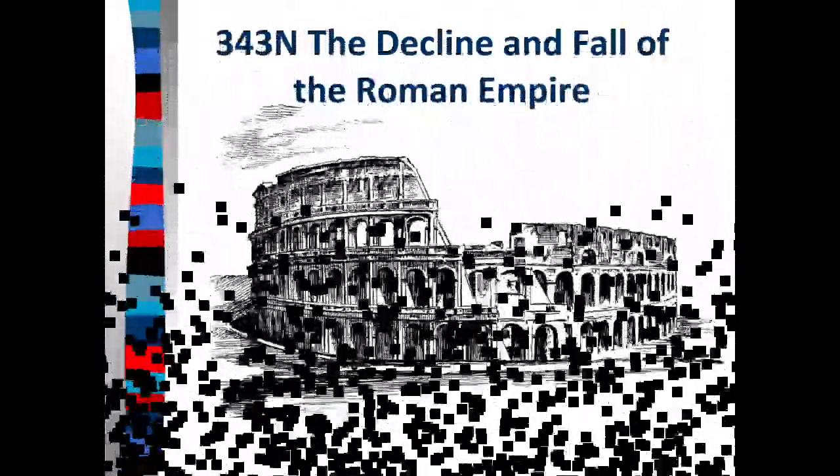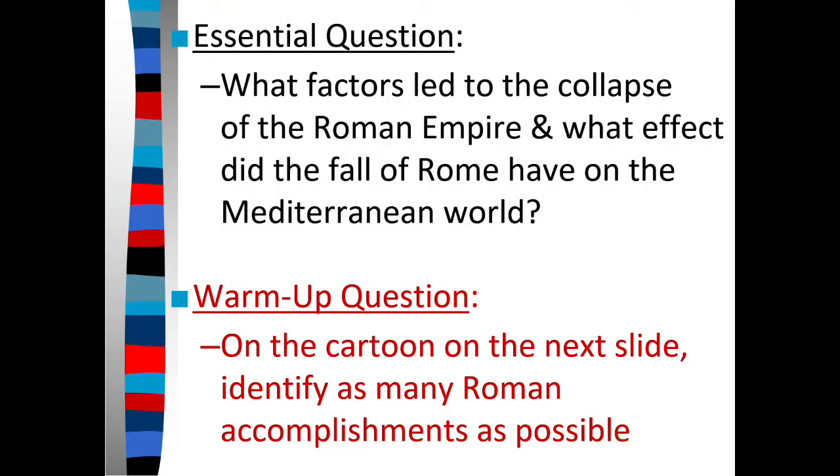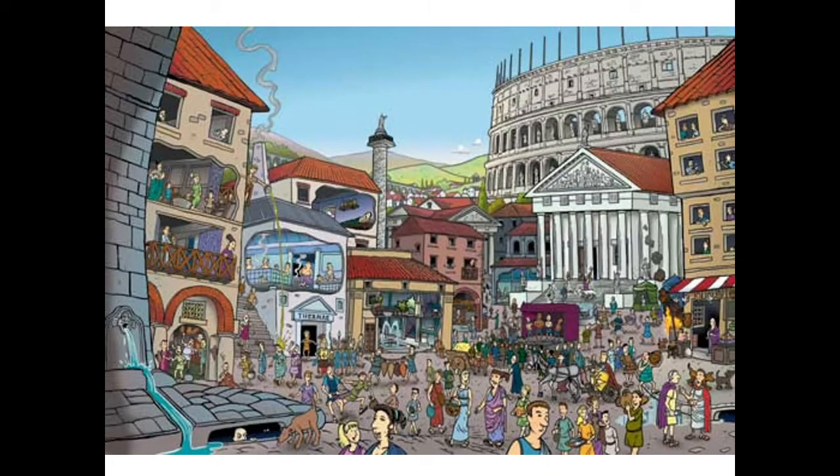This is lesson 343, the decline and fall of the Roman Empire. Essential question: what factors led to the collapse of the Roman Empire, and what effect did the fall of Rome have on the Mediterranean world? And we've got a warm-up question. On the cartoon on the next slide, identify as many Roman accomplishments as possible. And here it is.